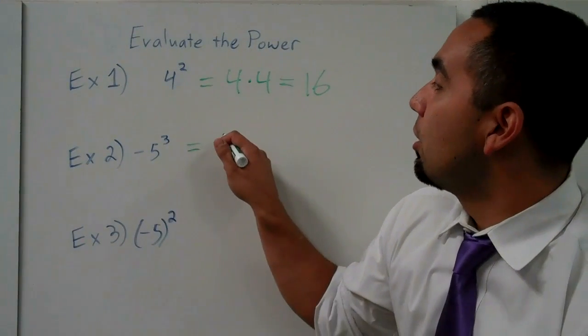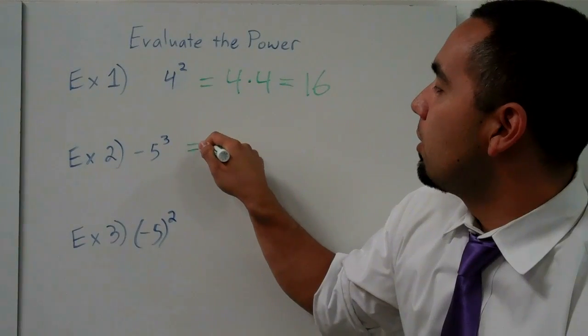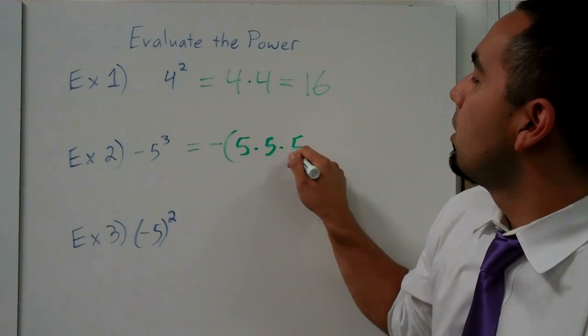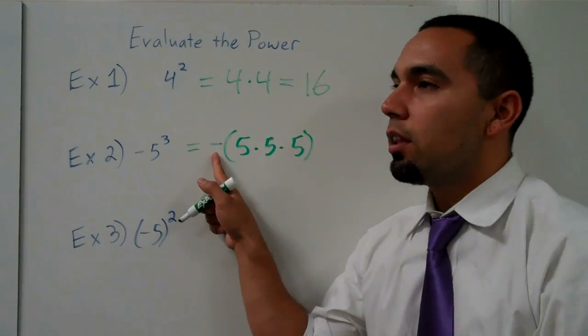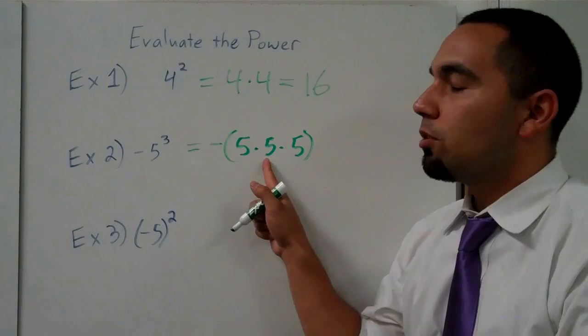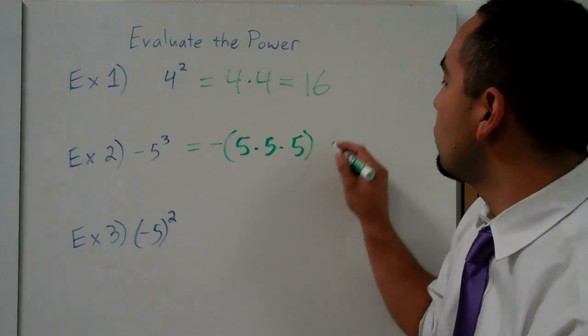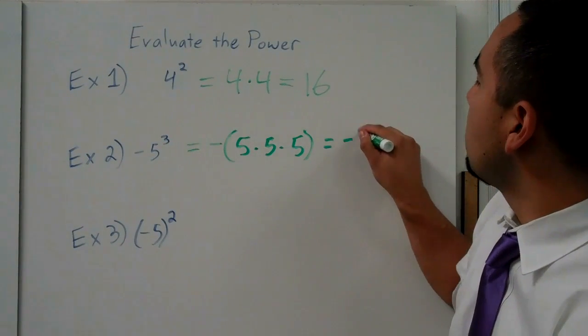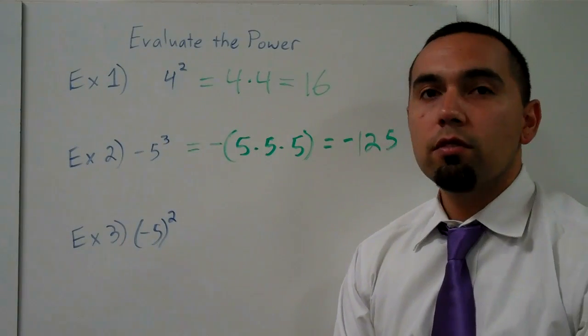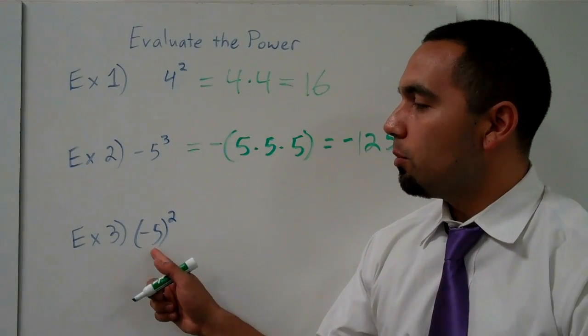Okay, so let's go ahead and finish this. What this is saying is 5 times 5 times 5 with a negative out in front. So 5 times 5 we said is 25. 25 times 5 is 125. But that negative makes it negative 125. That is different from example 3.